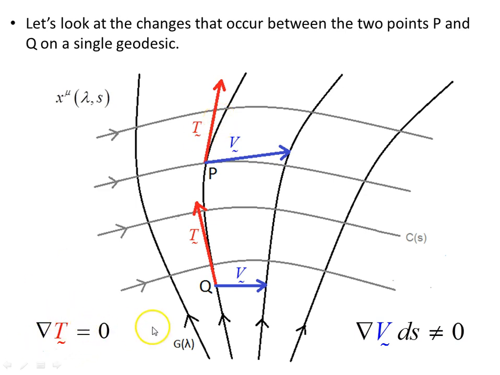However, del v, the covariant derivative of v, times the infinitesimally small increment ds, is not 0. As this is carried along with the tangent vector here, it will vary. It's not constant at all, and this product here in general will be non-zero. The basis vectors are going to vary from point to point along here, and so this differential here will not be 0.